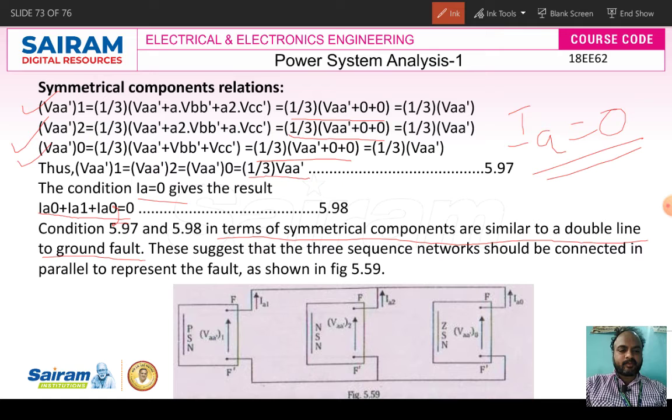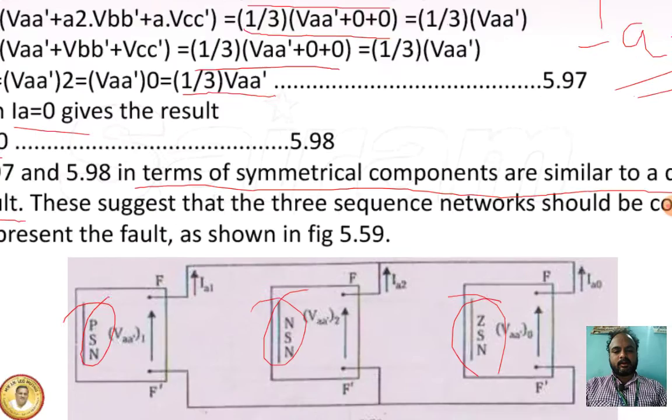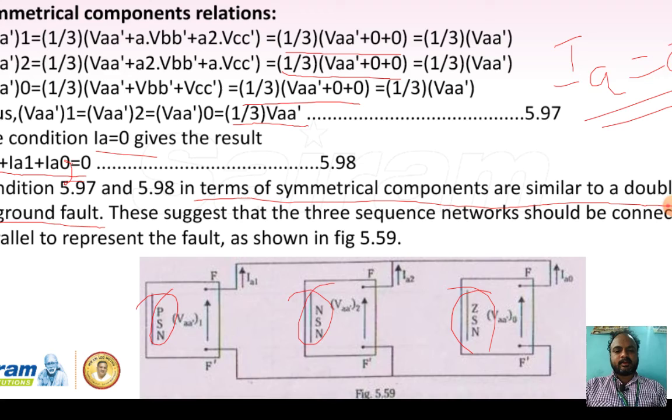In the double line ground fault we connected the three sequence networks in parallel. Similarly, this being a one conductor fault, the three sequence networks are connected in parallel to represent the fault. The positive, negative and zero sequence components are all connected in parallel, as we can observe in this figure.